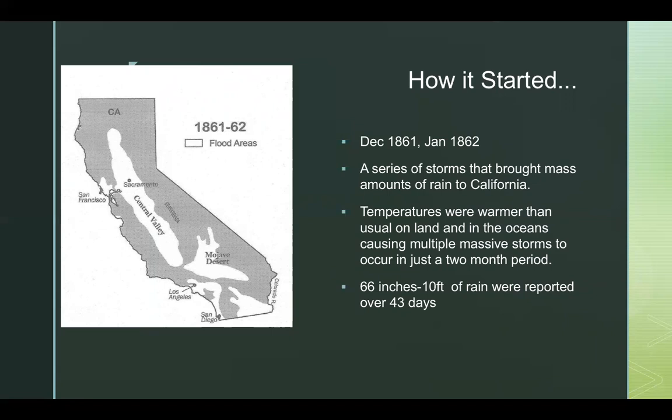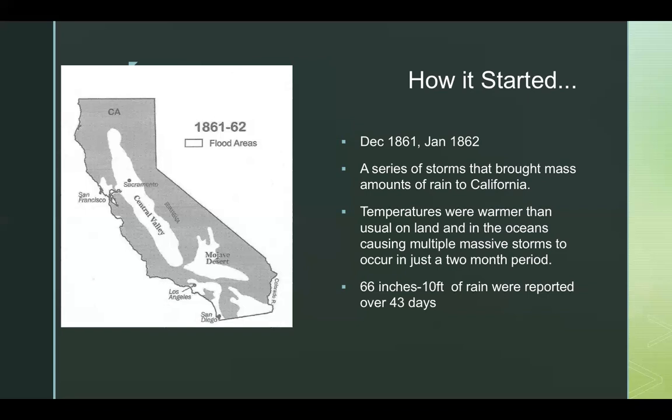This was started with a series of storms that brought mass amounts of rain and snow to higher elevated areas in not only California, but also Oregon and Nevada. But in California, where the rivers were already full, this just caused many, many issues for them. And with temperatures warmer than usual on land and in our oceans, it was the perfect conditions for huge storms to occur. The jet stream was actually stuck in place and caused just mass amounts of rain to dump on California. And this took place over a 2-month period.